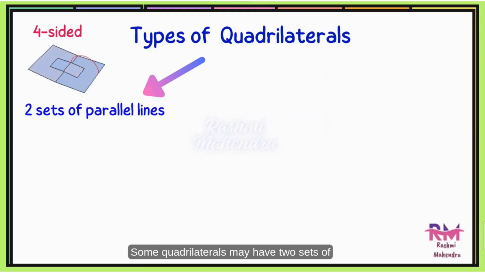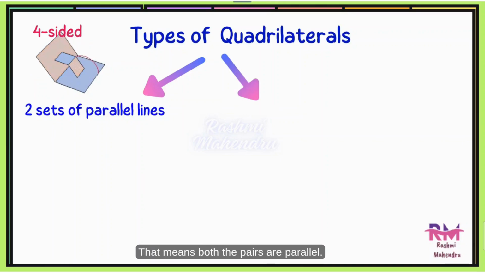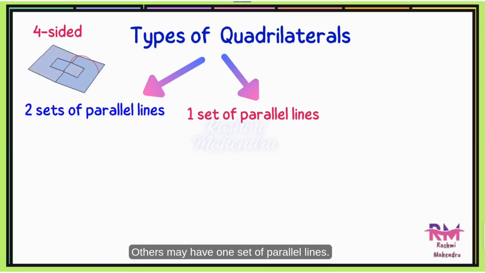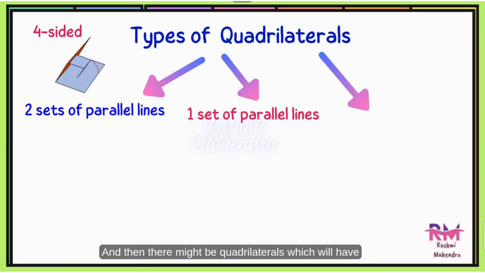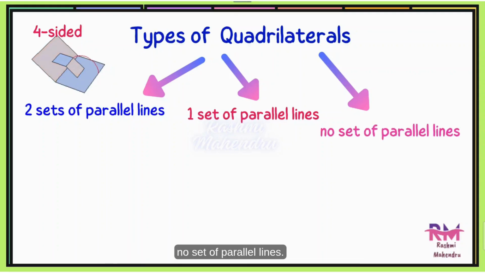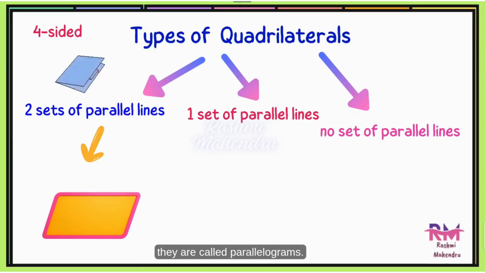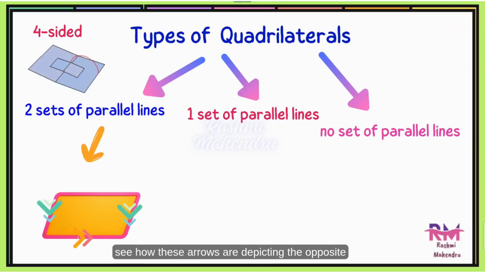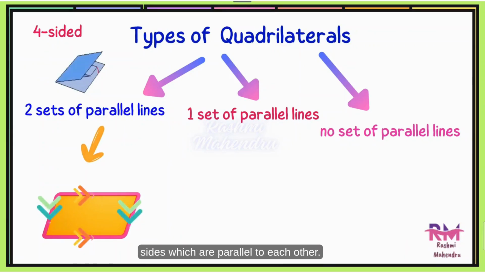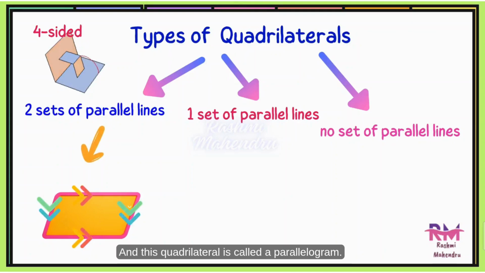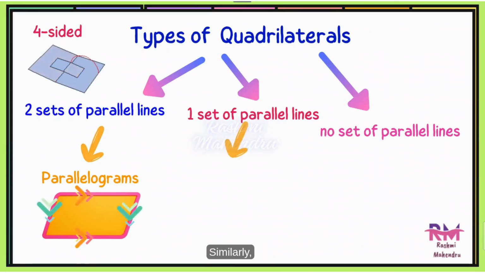Some quadrilaterals may have 2 sets of parallel lines. That means both the pairs are parallel. Others may have 1 set of parallel lines. And then there might be quadrilaterals which will have no set of parallel lines. On the basis of this, we can name these quadrilaterals. If a quadrilateral has 2 sets of parallel lines, they are called parallelograms. You can observe the image, see how these arrows are depicting the opposite sides which are parallel to each other, and this quadrilateral is called a parallelogram.